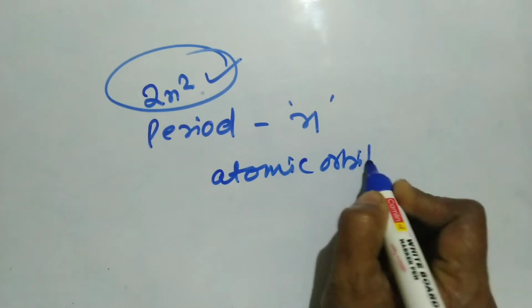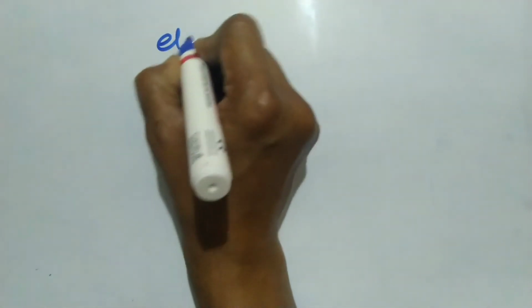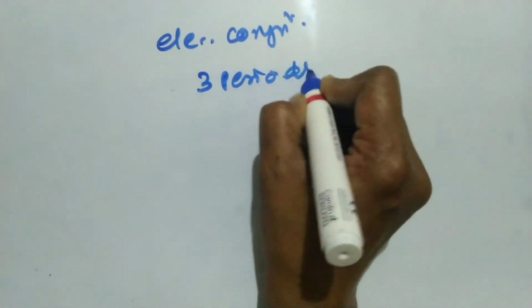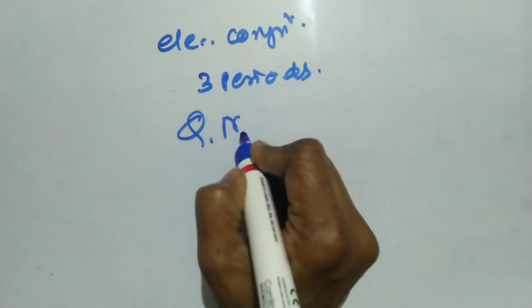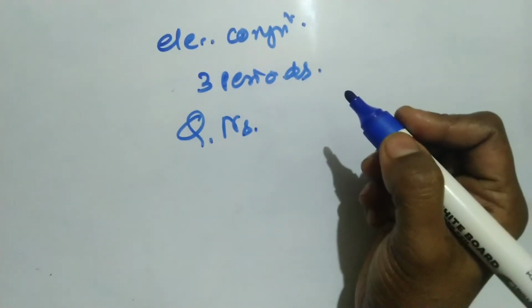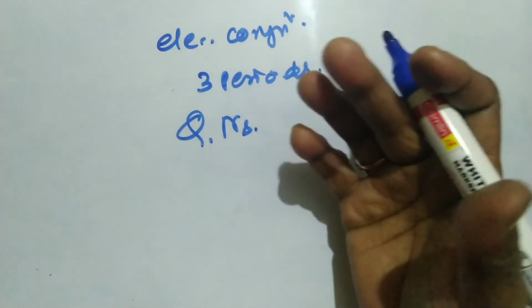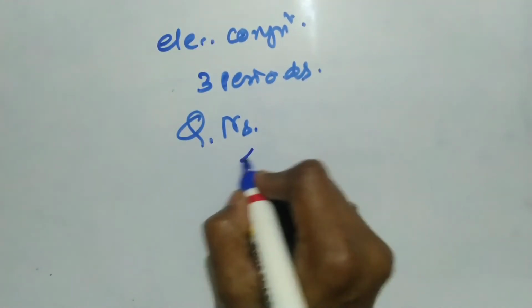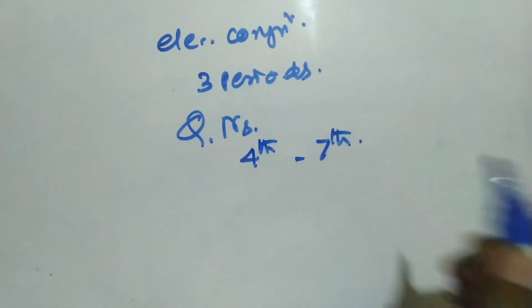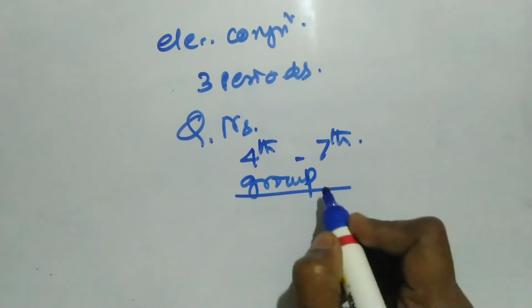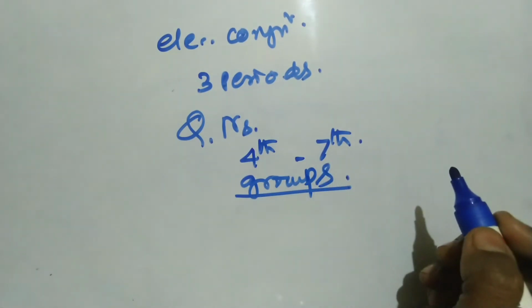Hope you have understood the concept of electronic configurations of different elements in the first 3 periods of the periodic table, and the applications of different quantum numbers in the periodic table. In my next video I am going to discuss the rest of the elements in the periods from 4th to 7th, and also the general electronic configuration in different groups in the periodic table.